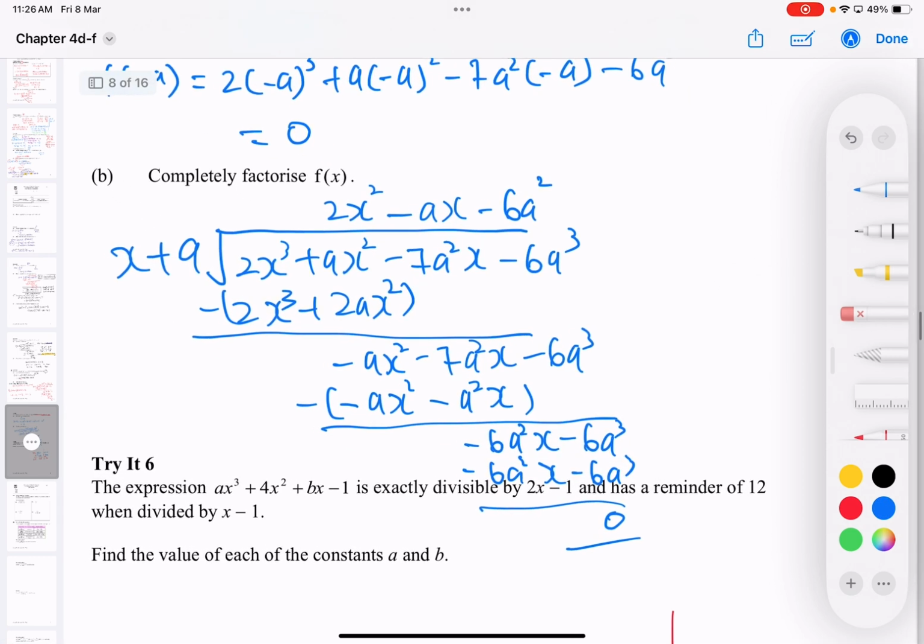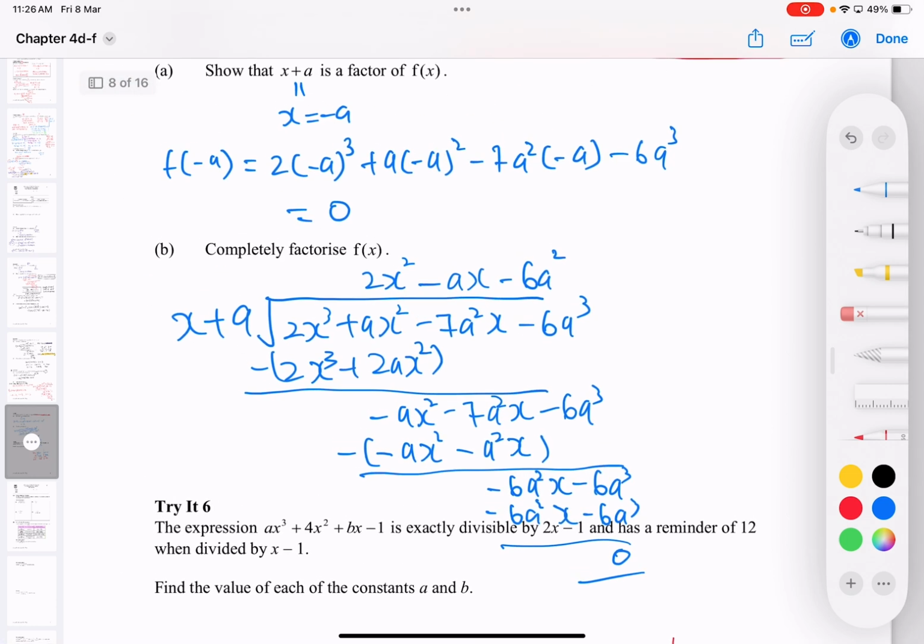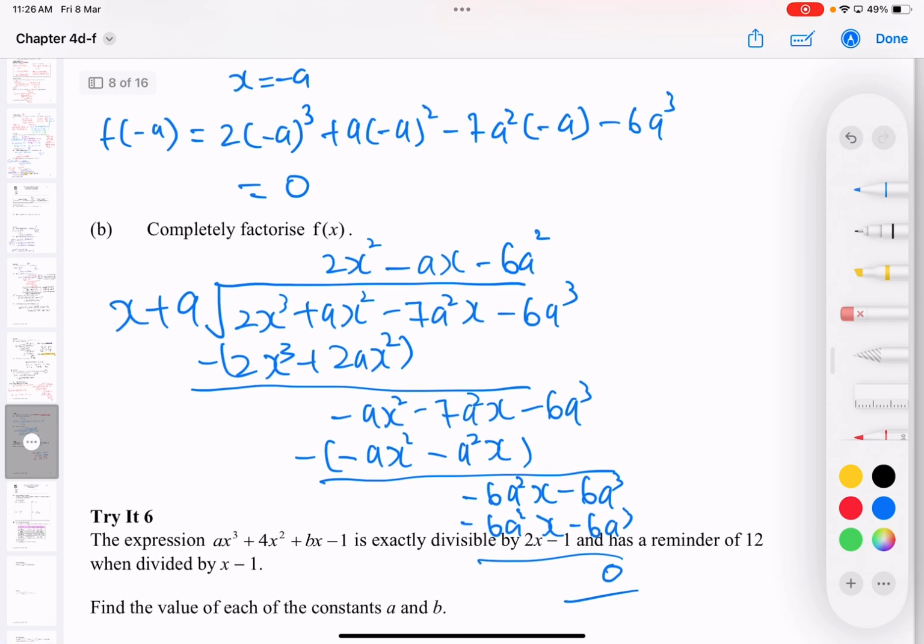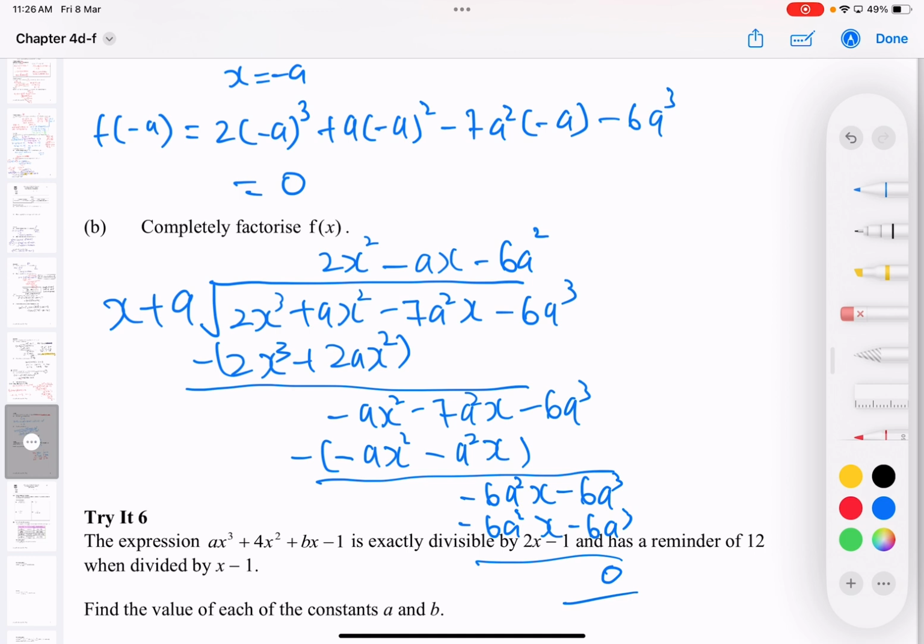It can be easier? Yeah, sure. A lot of things in life can be easier. All you need to do is a long division. The remainder is 0, so the first question, x plus a is a factor. And you also got the second one. Yeah, this long division one. For part A, you don't even need to factorize like that. All you need to do is one long division. You can prove both.